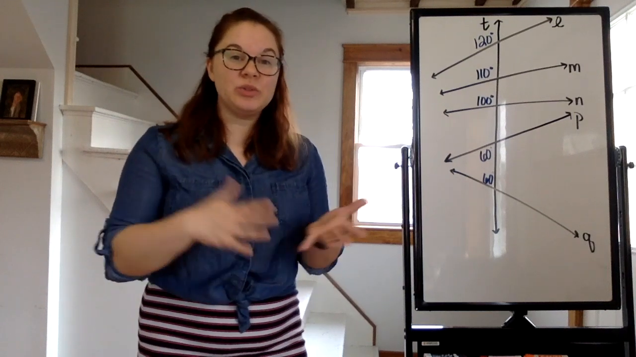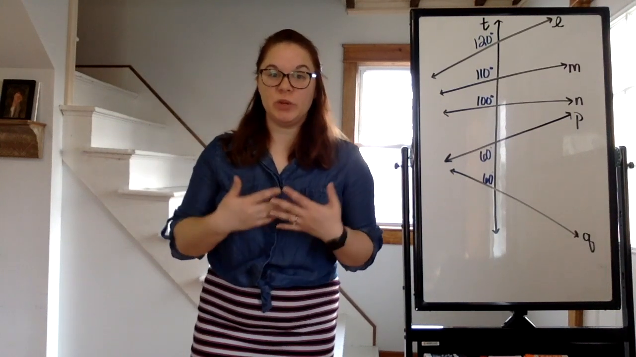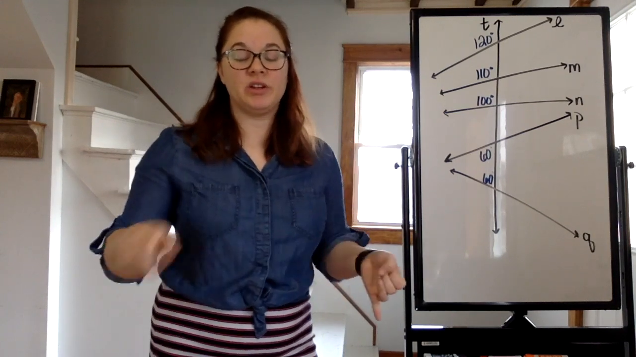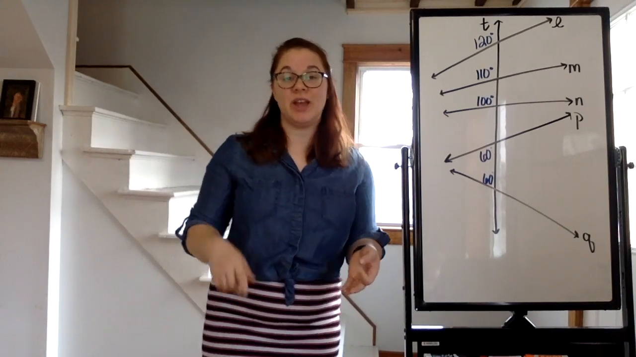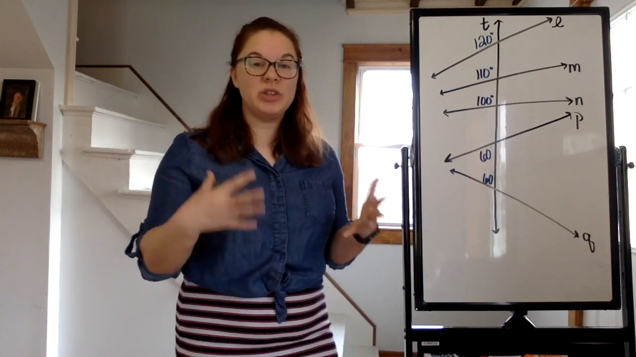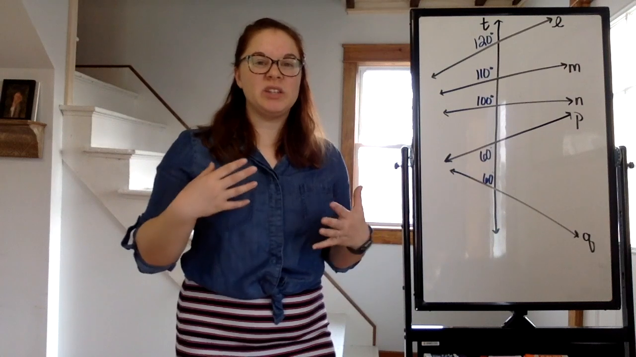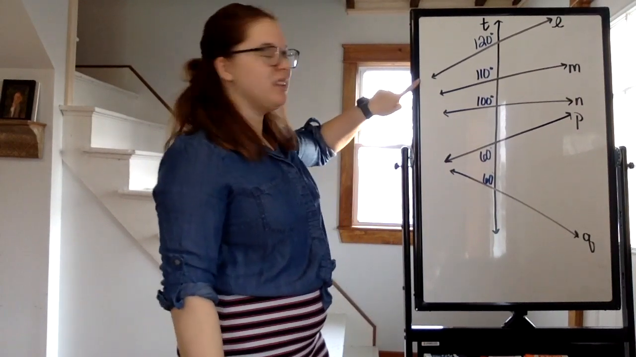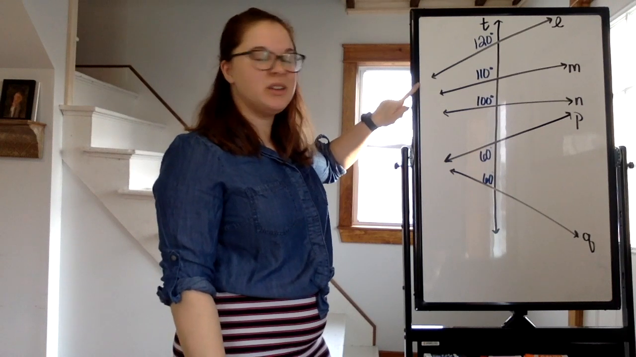We're going to use the types of angle relationships we know: linear pairs, vertical angles, complementary angles, supplementary angles, corresponding angles. We're going to use those types of angles that we know about to be able to reason through what line is parallel with this top line.